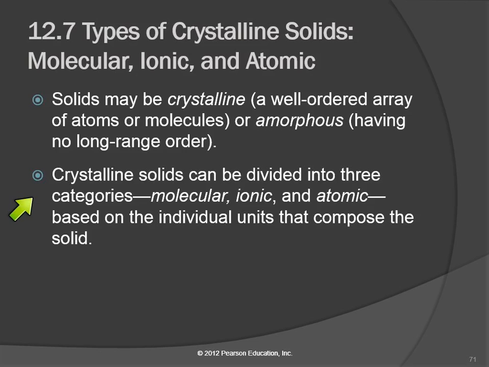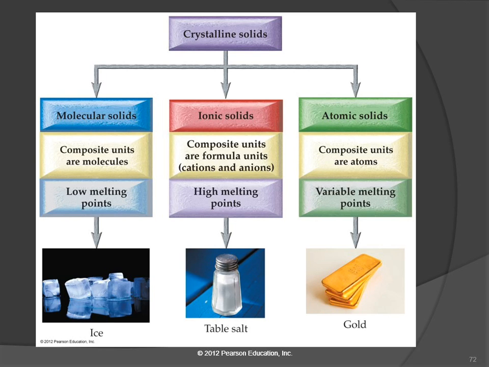And then the crystalline solids can be divided into three categories: molecular, ionic, and atomic. And that's based on what kind of particles make up the solid. So here's a flow chart. So we've got molecular solids, ionic solids, atomic solids. In a molecular solid, the individual pieces are molecules, hence the name molecular solid. In ionic compounds, the individual pieces are formula units formed of cations and anions, so it's ions.